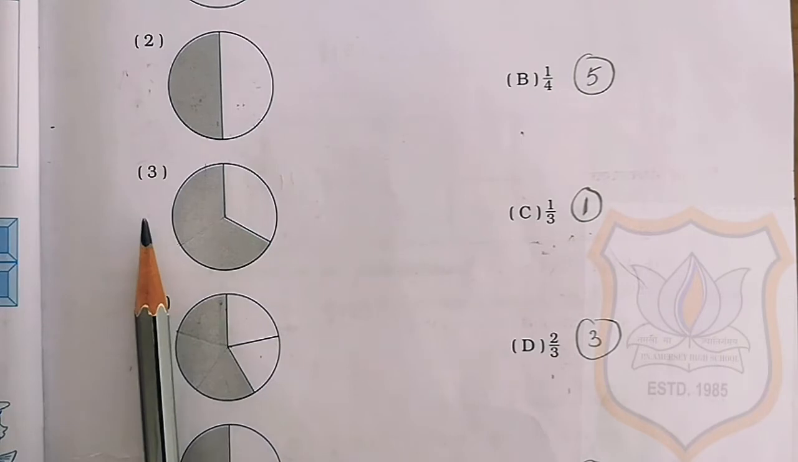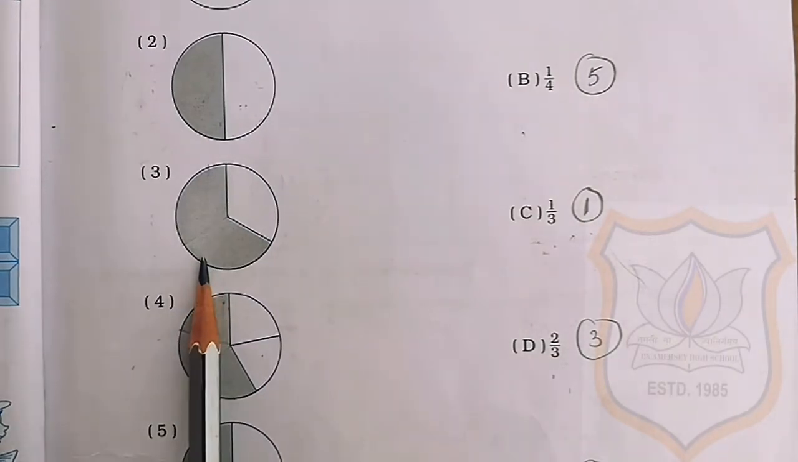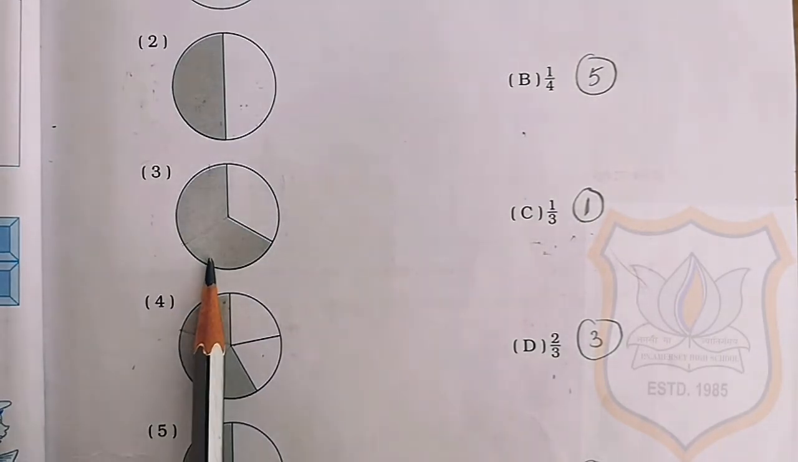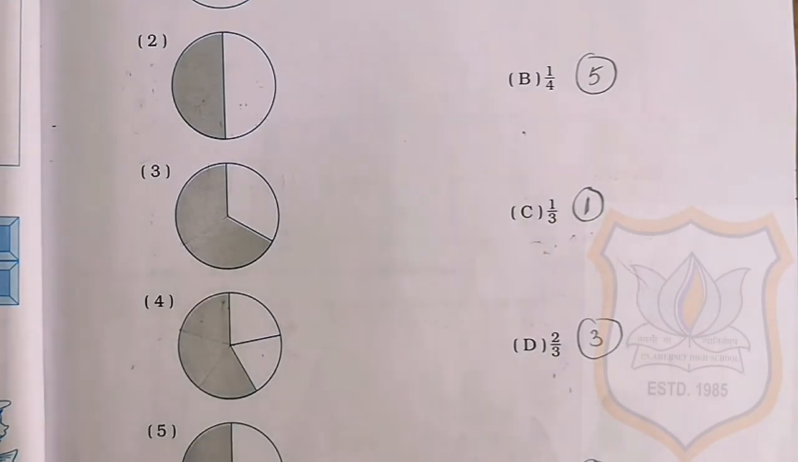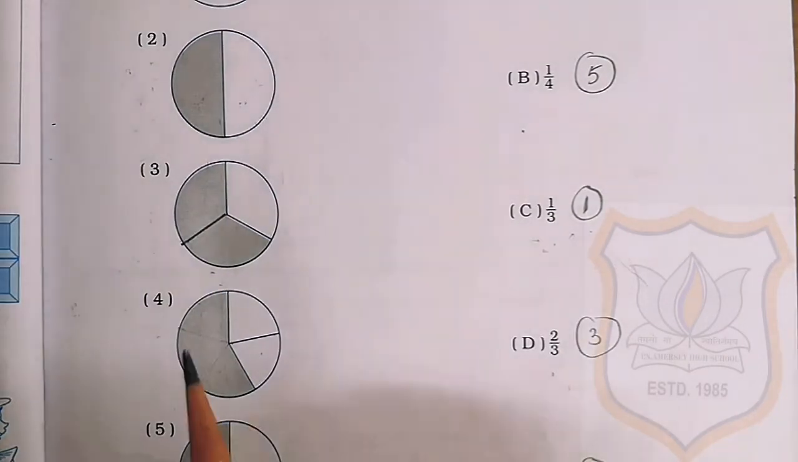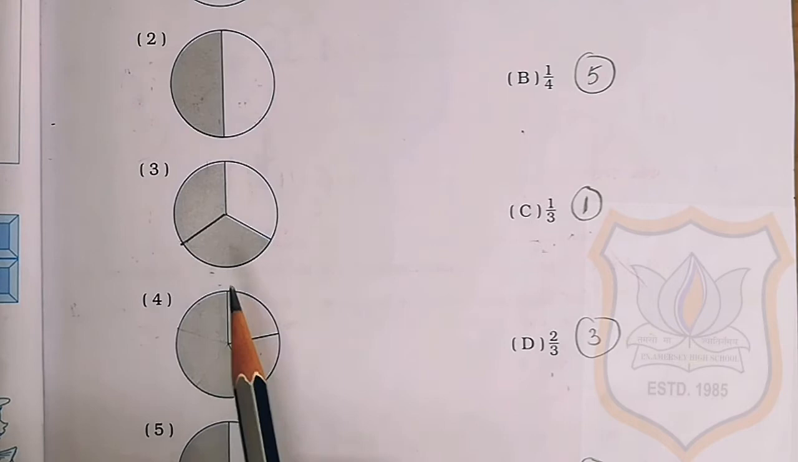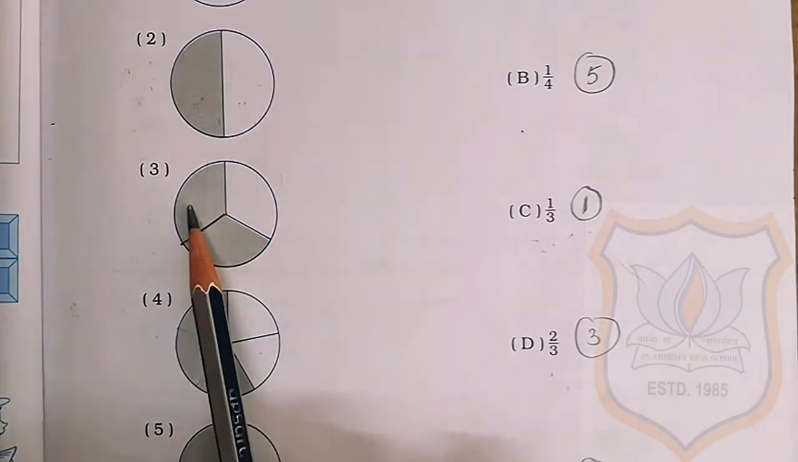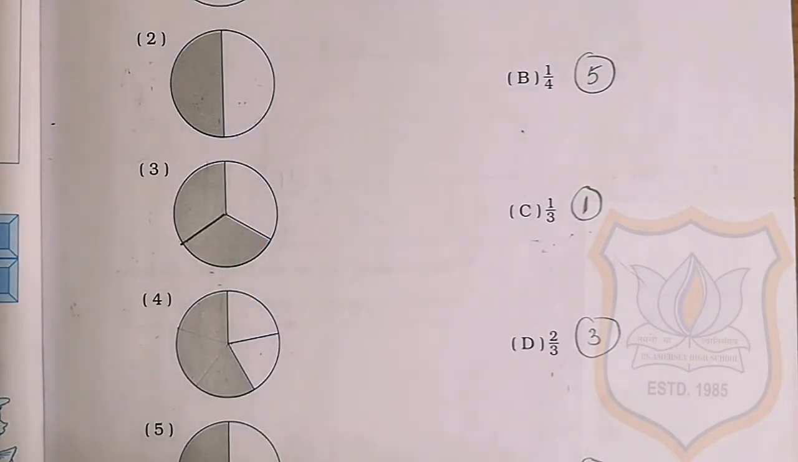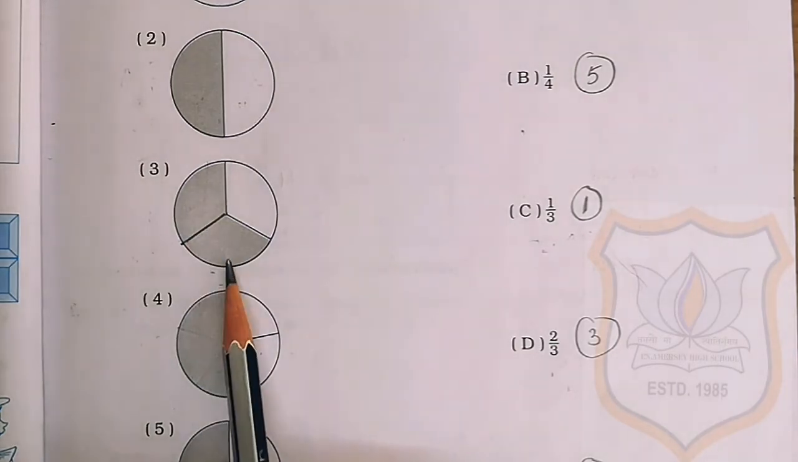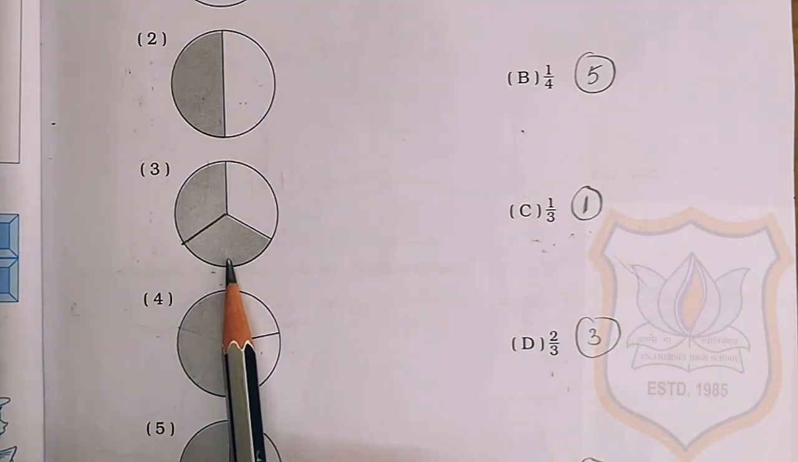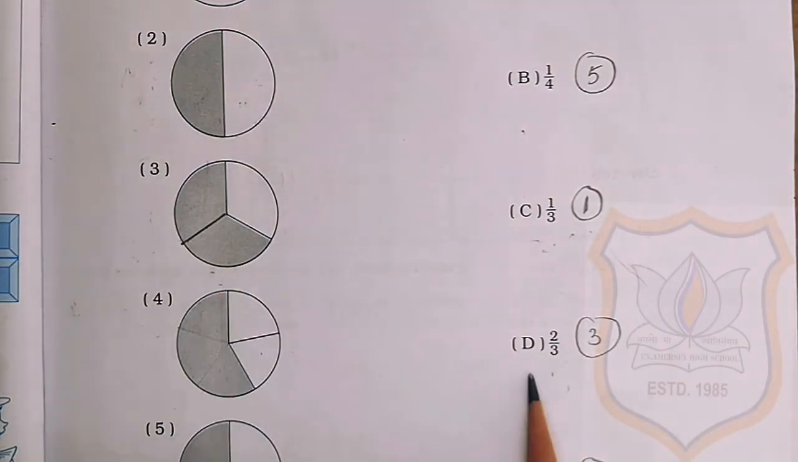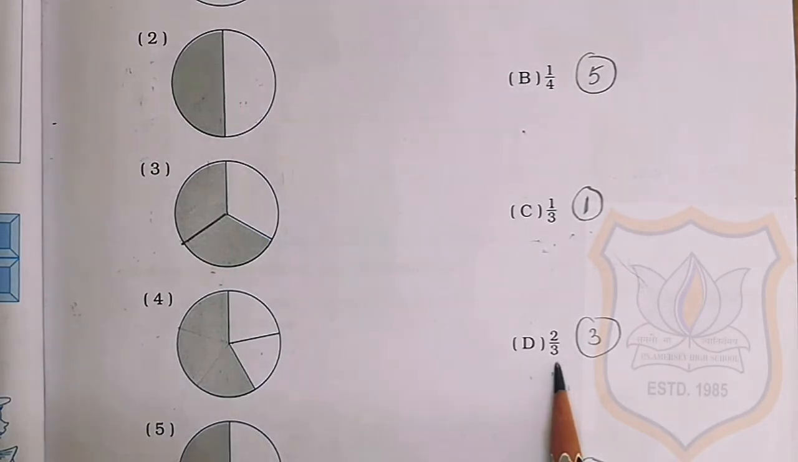Now third one, in this figure students, total parts are not given. So first we will draw the total parts. In this way, first we will draw the total parts. Now the total parts are 1, 2 and 3. So in the denominator we will write 3 and the shaded parts are 1 and 2. So in the numerator we will write 2. So we will match this 3 with D here. The answer is 2 by 3.